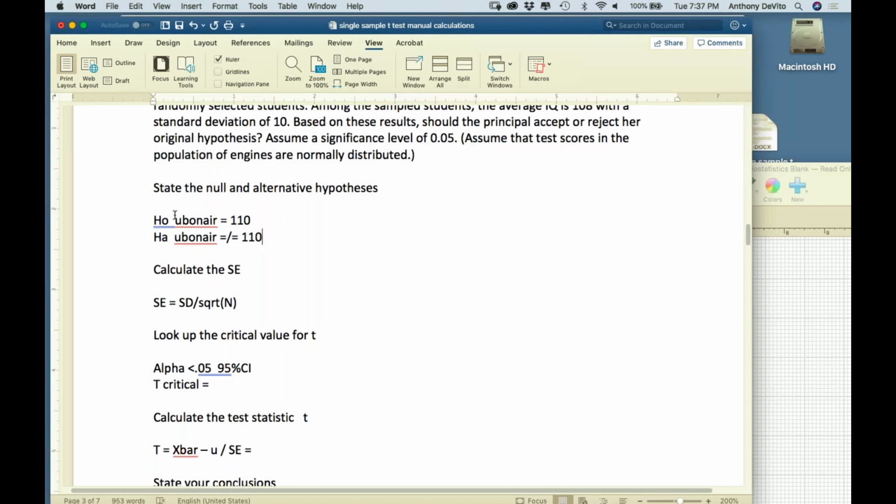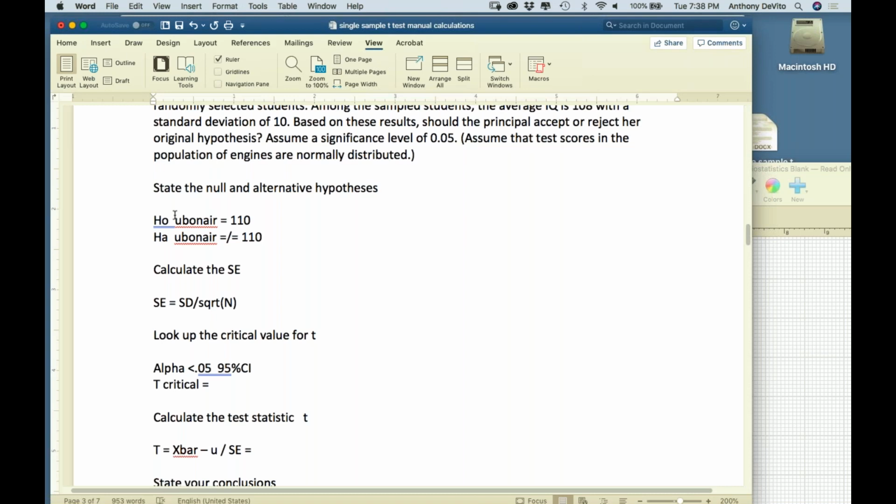Okay, mu IQ. Yeah, you can use mu. Yeah, mu IQ. It might be a little bit better to identify the group that you're talking about. In other words, the mu for the Bon Air students is equal to 110. A mu for Bon Air is not equal to 100. That's not so important here because it's a single sample test, only one sample.